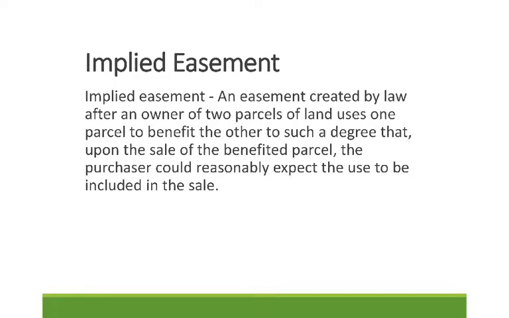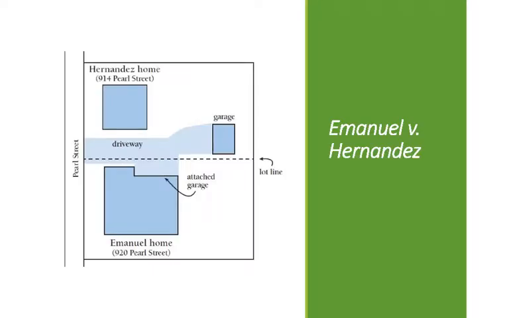Now let's take a look at a case that involves an implied easement. And that case is Emanuel v. Hernandez. So the Emanuels owned a home that was or is adjacent to the Hernandez home. Before the Hernandezes purchased the home, the Emanuels for 35 years had used this driveway to access this garage. Now, as you can see from this lot line right here, most of the driveway is on the Hernandezes' property.